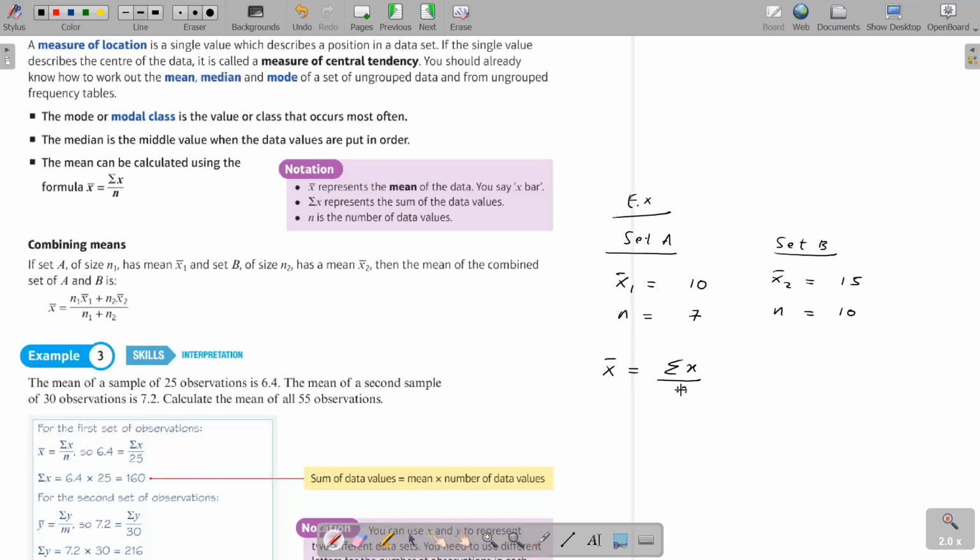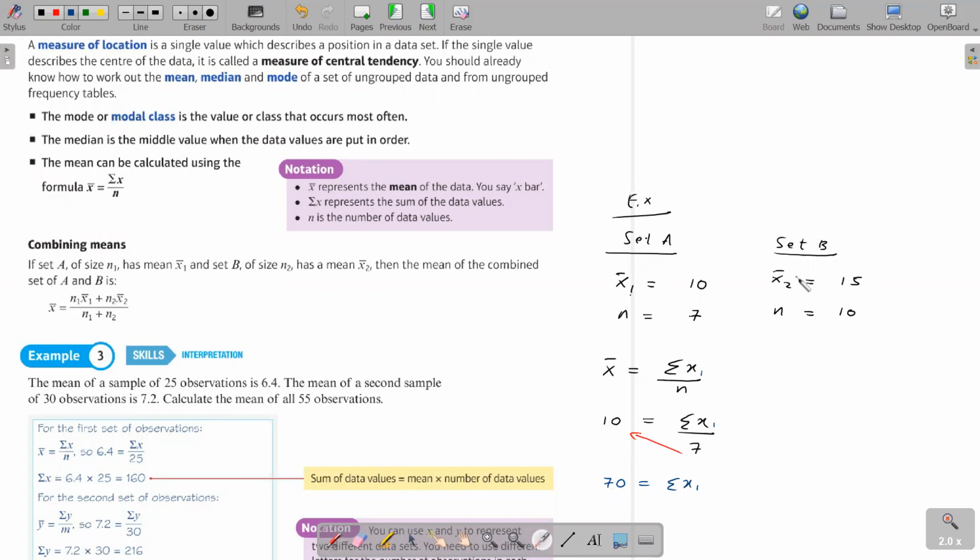I think you might have done something similar to this in your O levels, where they give you the mean. So the mean is given to you as 10, right? So this 10 equals sigma x over the n value, which is 7. When you multiply the 10 with 7, you get 70, which means this is the total of the x values in the first group. There are 7 members here, and each member has an individual x value. So the total value of all these members' x values is 70.